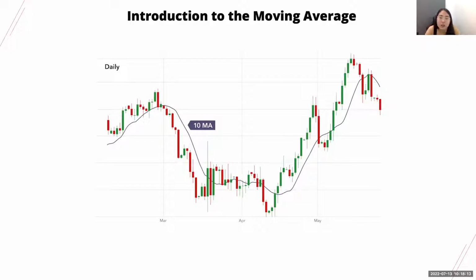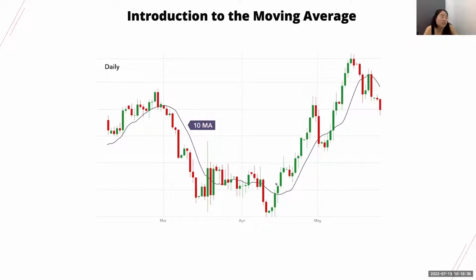Okay, so a moving average is a technical indicator that investors and traders use to determine the trend direction of securities. It is calculated by adding up all the data points during a specific period and dividing the sum by the number of time periods. Moving averages help technical traders to generate trading signals.